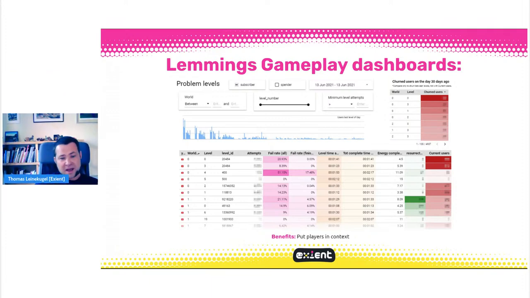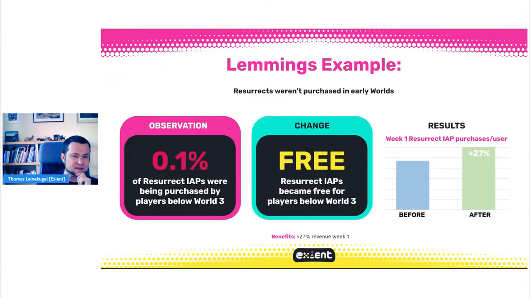Okay, great. So yeah, we had all those dashboards and let's take one precise example with that. Resurrect in Lemmings is a feature in the game which allows you, when you fail a level, to switch to some kind of god mode, and then you can finish the level. We observed the data, and we saw that during the first worlds, players were not buying it. It's an IAP. So, all right, what can we do for that? Probably they don't see the value of it or it's too soon in the game.